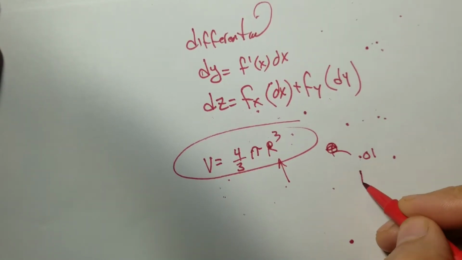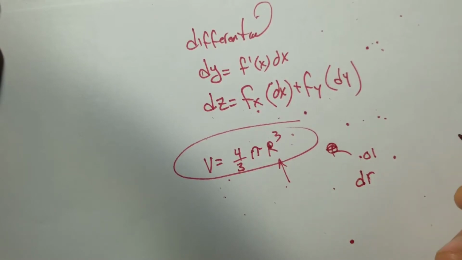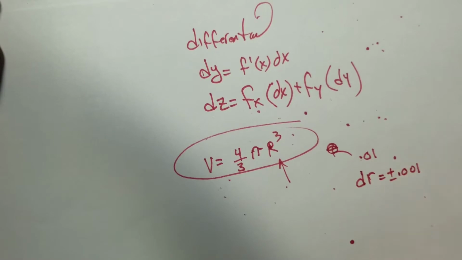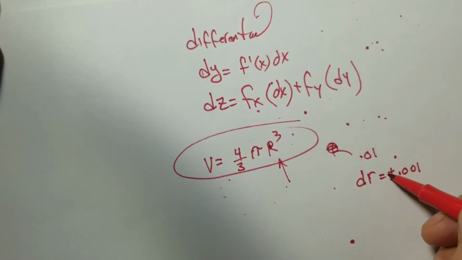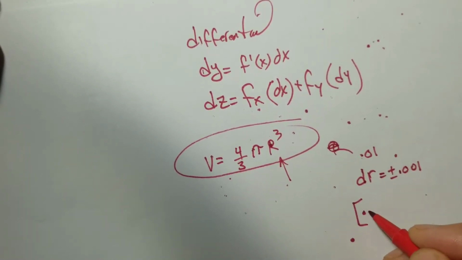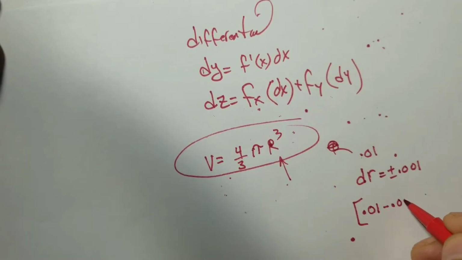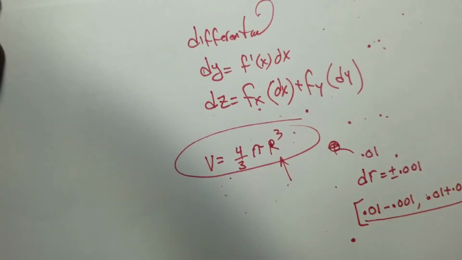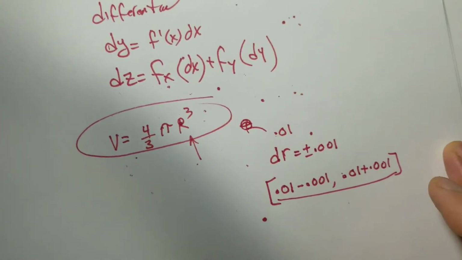You said your room for error is dr. The change in r is plus or minus 0.001. You can go either above or below. Therefore, you're going to have 0.01 minus 0.001 or 0.01 plus 0.001. Anything beyond these two, to the left or the right, I'm going to throw away. I'm not going to give you a penny.